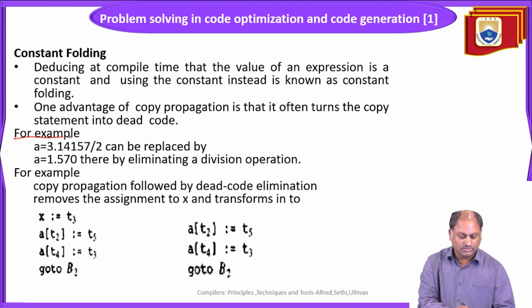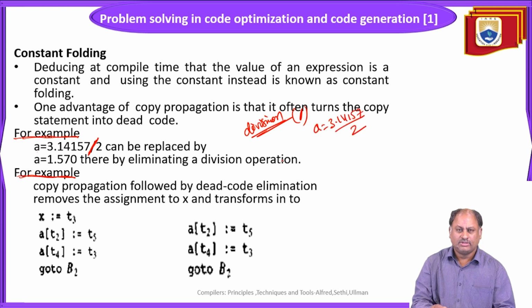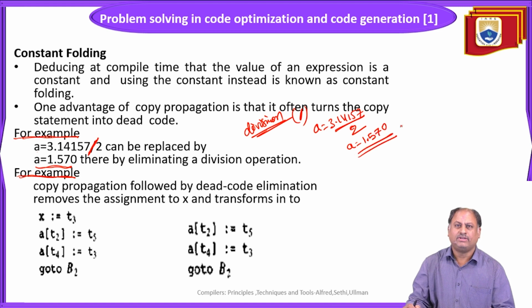Here we are going to take two examples. The first example is where the value is to be divided. This is a slash operation, division. This operation is performed with a equal to 3.14157 divided by 2. Instead of doing this division computation, we can write the statement directly, such as a equal to 1.57. So that means the division operation is eliminated.